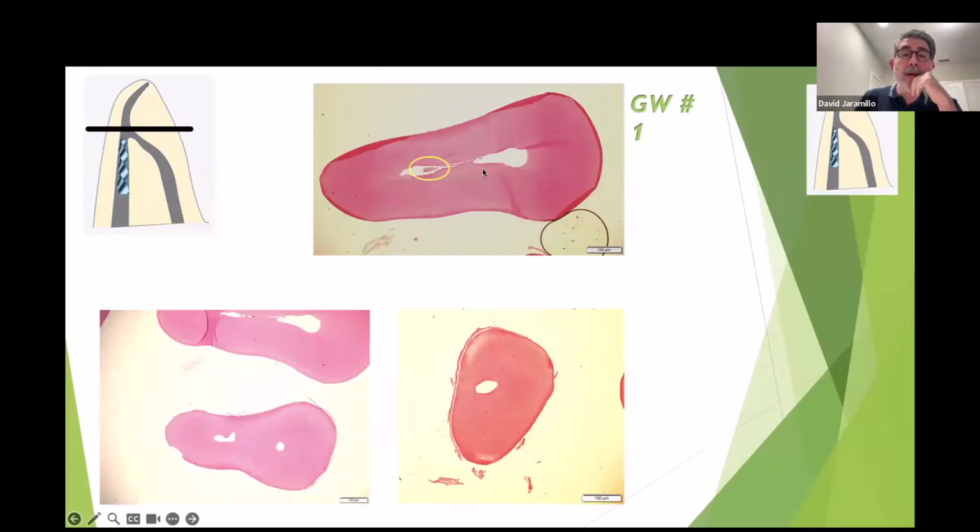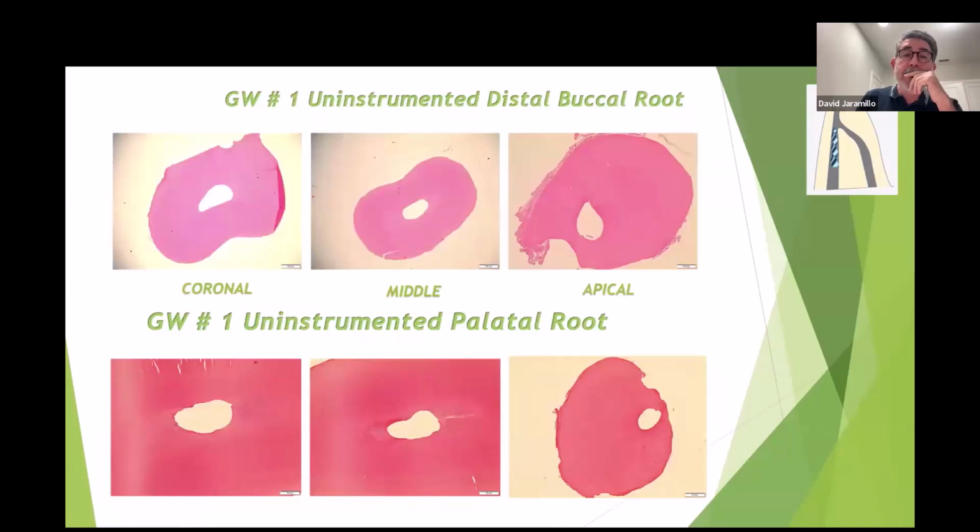So this one is GentleWave case one. As we can see, this is the coronal portion, the mid portion, and the apical portion of the root. There's no pulp tissue. The multisonication was able to remove the pulp tissue. There's some remnants here, very little remnants.